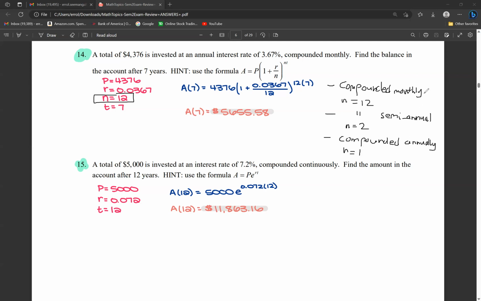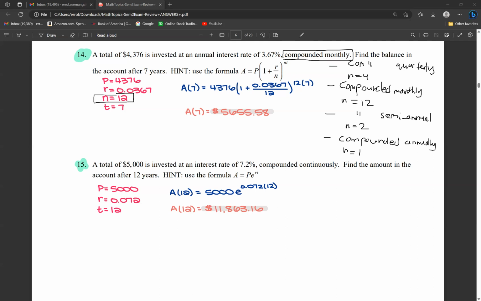It's either going to be compounded monthly, annually, semi-annually, or quarterly. If it's compounded quarterly, what's N? 4 times. Yeah, N equals 4 for compounded quarterly. So the N will change depending on what they say right here. This one says monthly, so N is 12. But another question could say compounded quarterly or semi-annually, so it depends on what this part says.